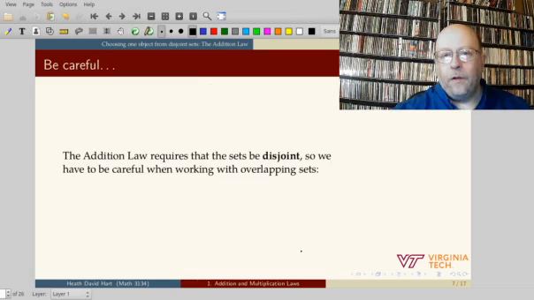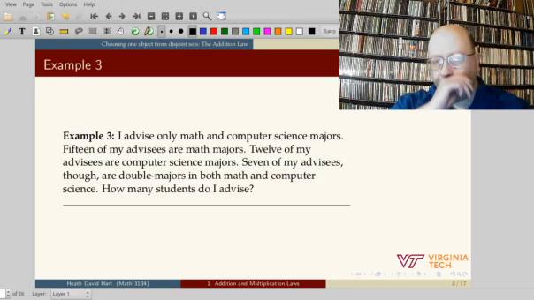So be careful. The addition law requires that the sets have to be disjoint. If we are working with overlapping sets, then we have to separate them into disjoint sets before we can apply the addition law. Here's an example of what I mean by that. I advise math and computer science majors. 15 of my advisees are math majors. 12 of my advisees are computer science majors. But 7 of my advisees are double majors in both math and computer science. How many students do I advise?